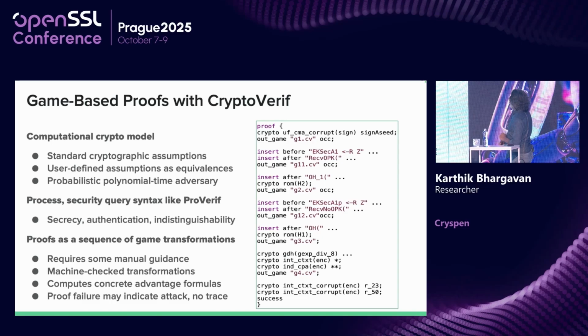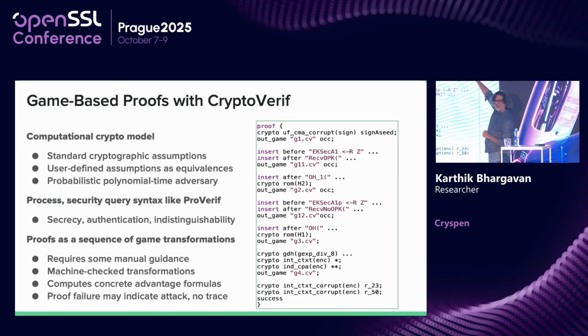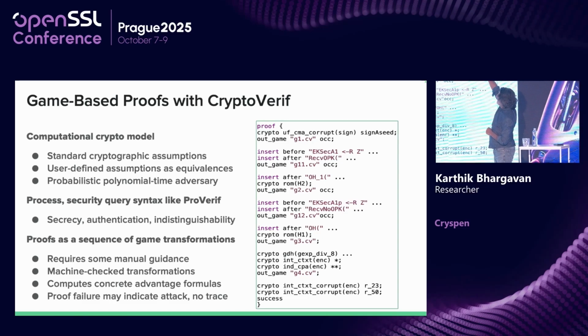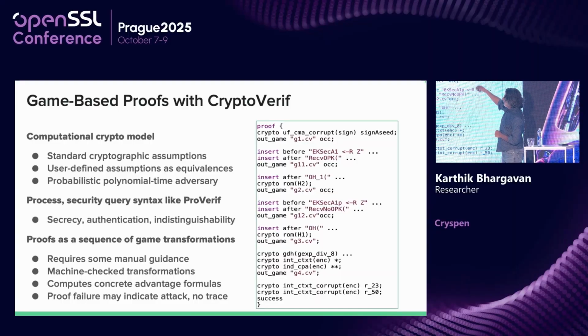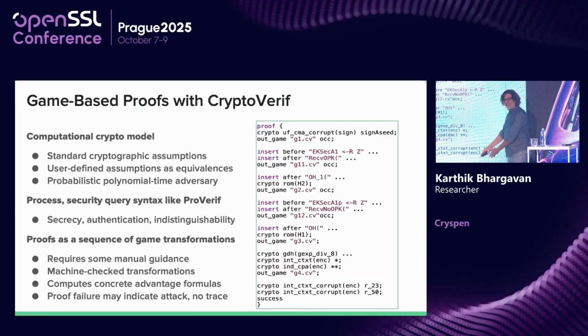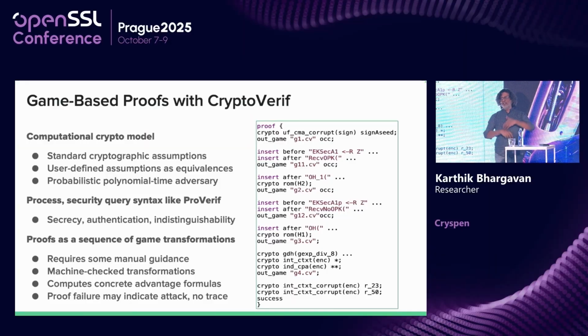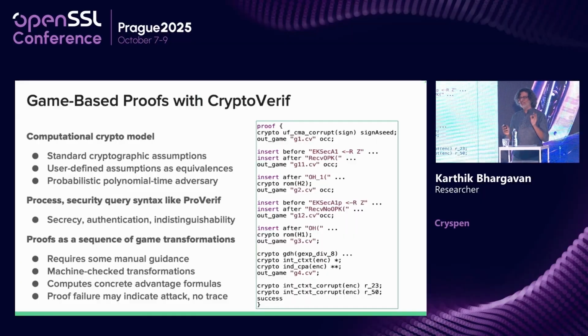And the CryptoVerif proof kind of looks like this. It's a game-based proof. So it basically is like apply this game, then you do some transformations, then you apply another game, you apply some more transformations, apply another game. And if you apply all these games, finally you get to a protocol which is obviously secure, where in fact you can prove all your properties trivially.